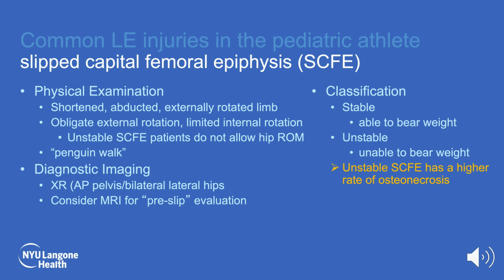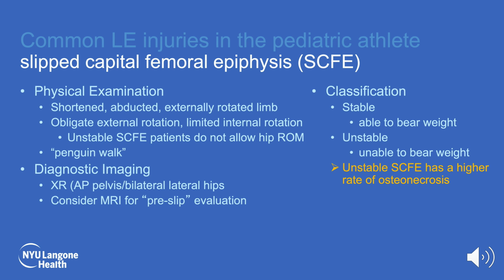This may be asymmetric if it's unilateral. And this is something that you always want to counsel parents about, because an in situ pinning is not going to improve that asymmetric gait. Diagnostic imaging to make this diagnosis includes x-ray, and then if you have a very high suspicion but your x-rays are normal, you could also consider an MRI to look for edema around the physis that may suggest a pre-slip.